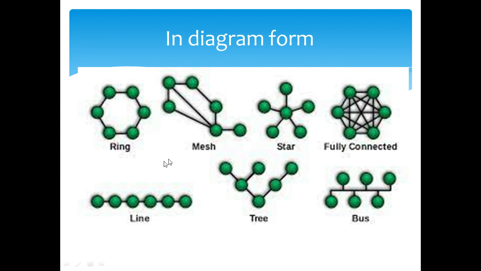And this one is line topology. In line topology, the network configuration is where devices are connected in a linear fashion. As you can see, they are in one line. And for the tree, as you can see, they are in hierarchy form. This is a hierarchy design.